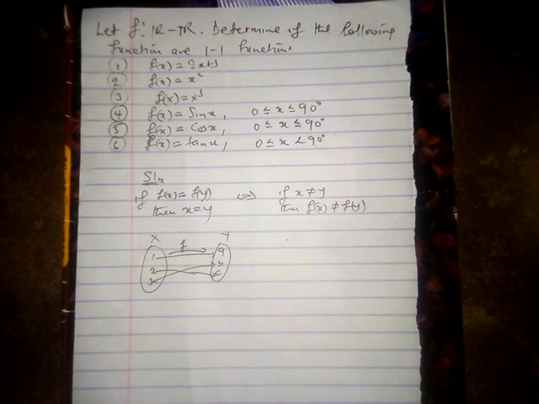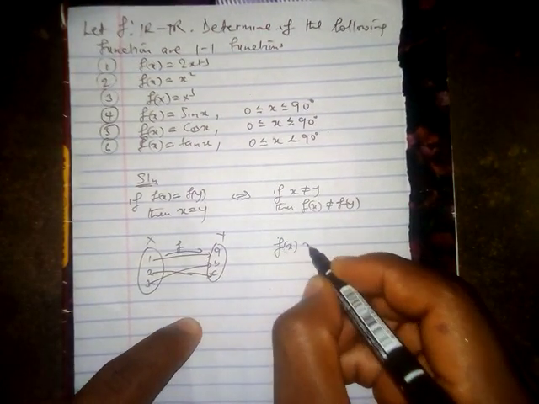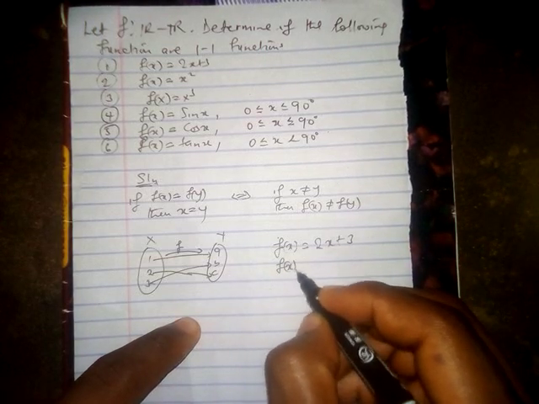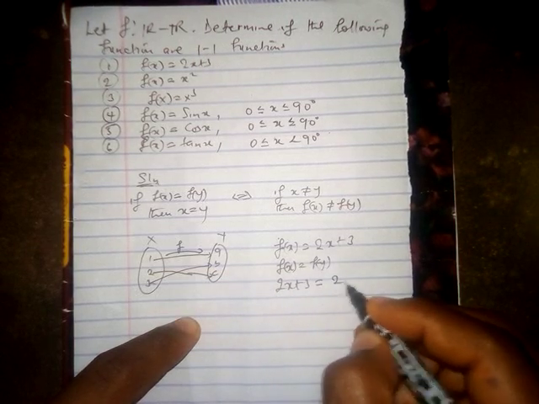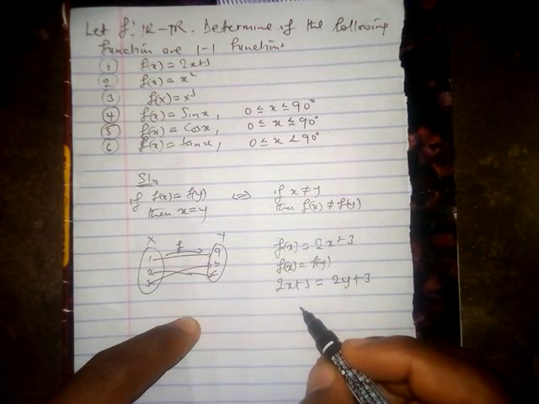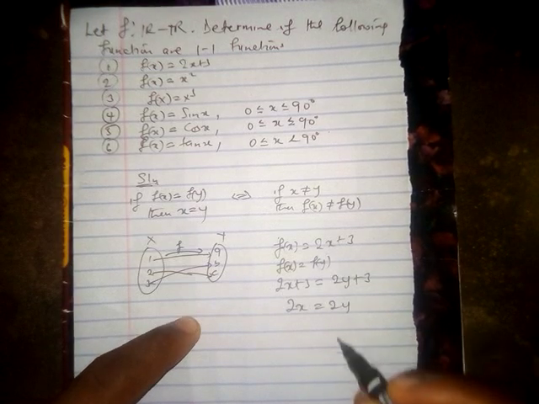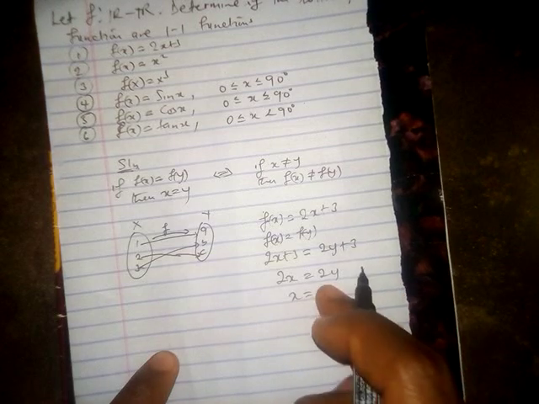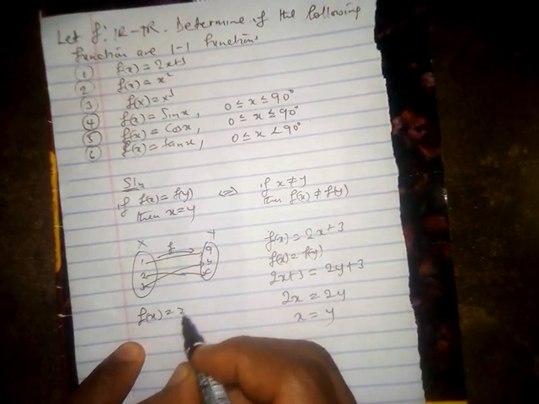The first one says f of x equal to 2x plus 3. From our definition, f of x equal to f of y implies that 2x plus 3 is equal to 2y plus 3. Solving this, adding minus 3 to both sides of the equation, we have that 2x is equal to 2y. Then dividing both sides by 2, we have that x is equal to y. So we see that this function is one-to-one.